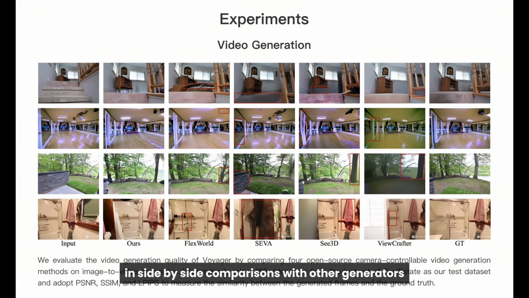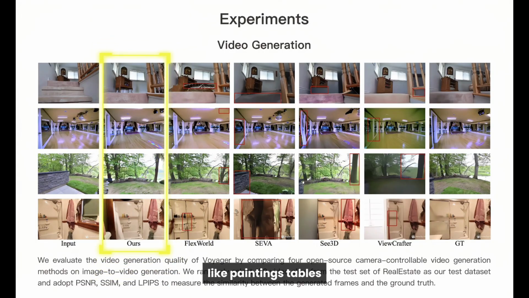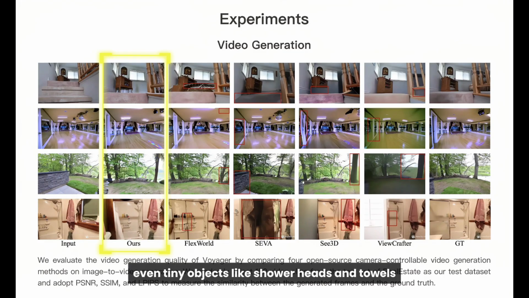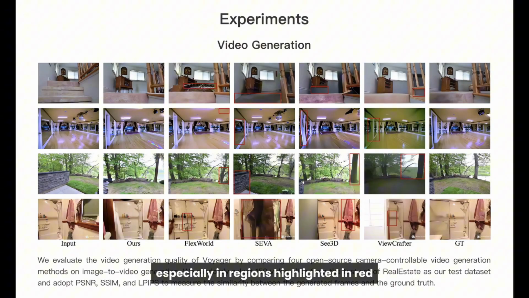In side-by-side comparisons with other generators, Voyager clearly outperforms them. If you look closely, the details from the original reference image, like paintings, tables, wall textures, even tiny objects like shower heads and towels, all remain perfectly aligned as you move through the scene. Competitors often lose these details, especially in regions highlighted in red during benchmarks, but Voyager keeps them locked in place.